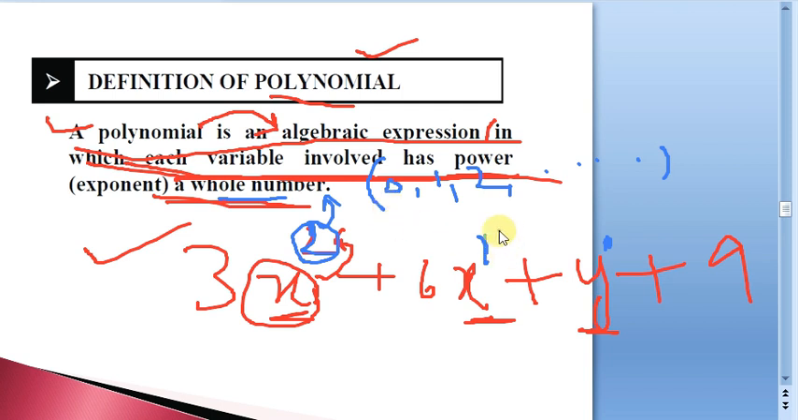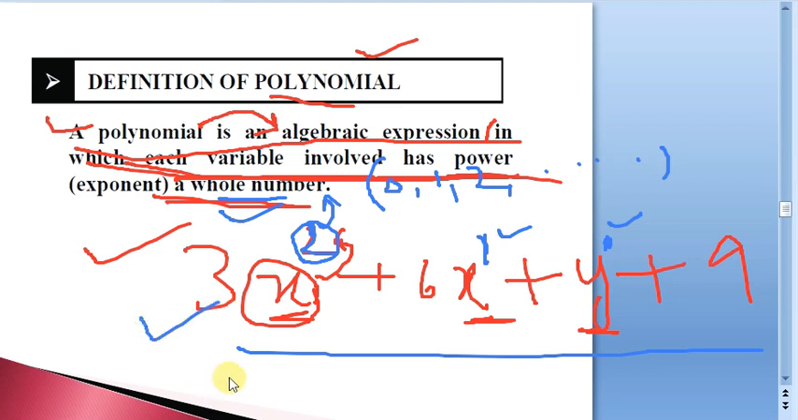So see here, 1 is there, 1 is there. So all these powers, for each variable: here the variable is x involving 2 as the power, here the variable is x involving 1 as the power, and here the variable is y involving 1 as the power. All these 2, 1, 1, which are the exponents of the variables involved, are whole numbers. So can I call this entire thing a polynomial? For sure I can. This is going to be a polynomial.